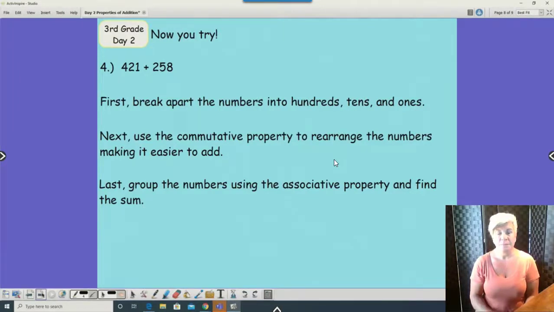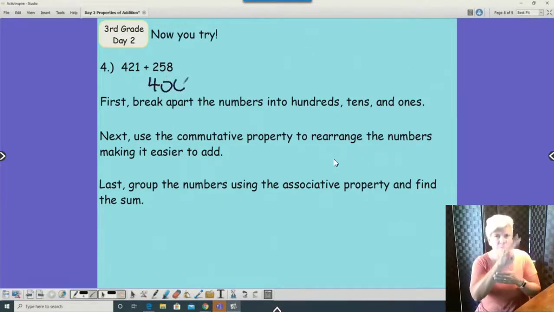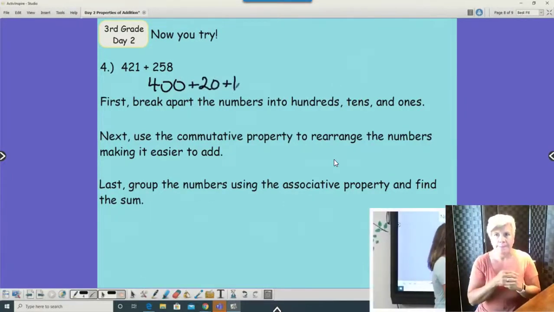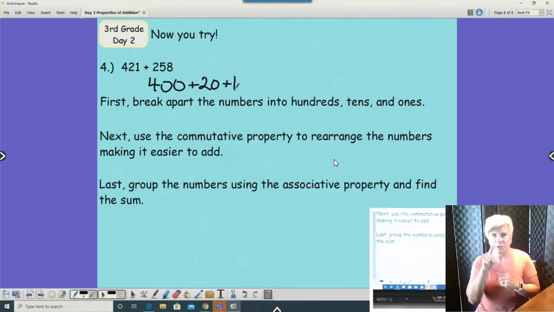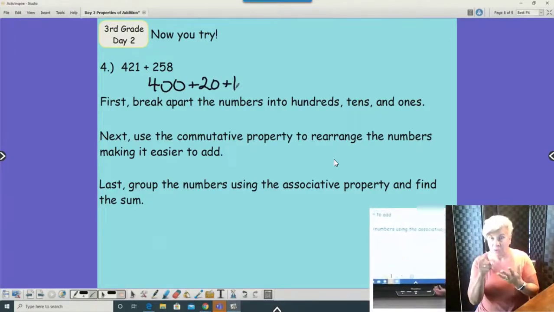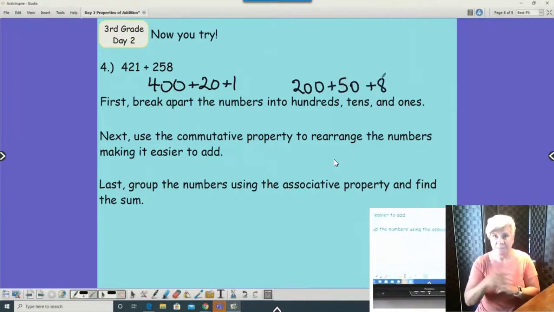Okay, let's see how you did. I'm looking at the number 421, and I'm hoping that you broke it apart into 400 plus 20 plus 1. Then I'm going to look at the number 258, and I'm hoping you broke it apart by doing 200 plus 50 plus 8. Did you get that far? Fantastic. Even if that's the only thing you were able to do on your own, that's still really great work because you're able to name the place values and the value of each of the numbers in that giant number.